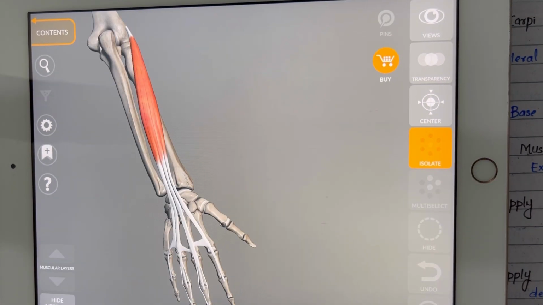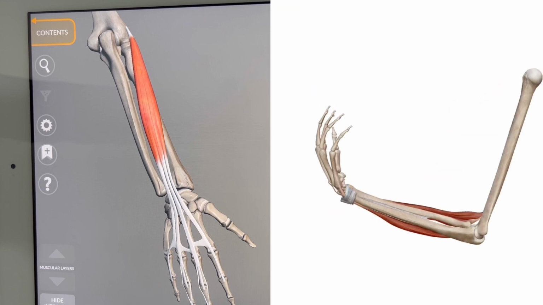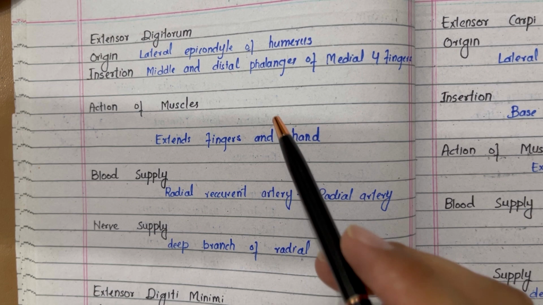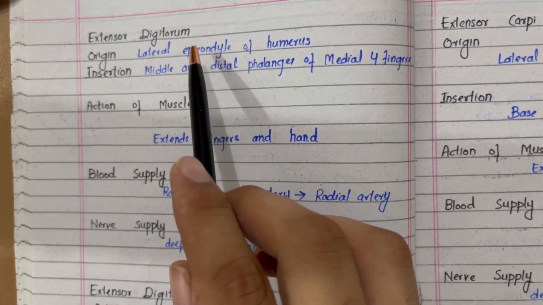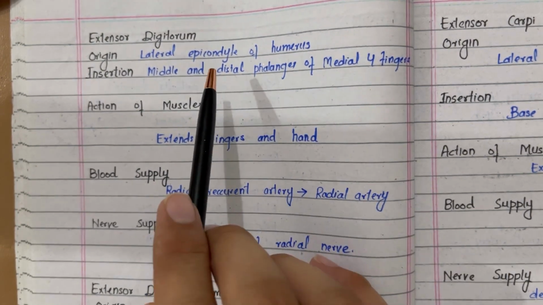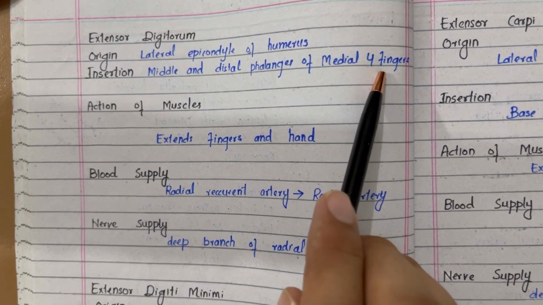Now moving toward the action of the extensor digitorum muscle. This muscle plays an important role in the extension of the fingers and the hand at the wrist joint. Now students, as we have discussed the anatomy of the extensor digitorum muscle, here we will overview this muscle as it originates from the lateral epicondyle of the humerus bone and inserts into the middle and the distal phalanges of the medial four fingers.